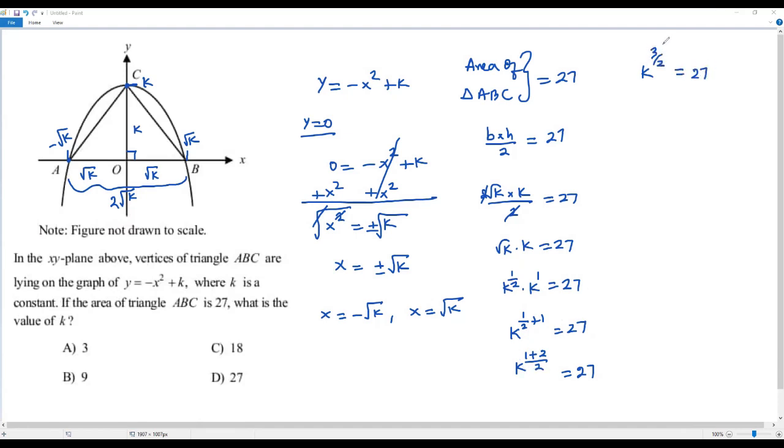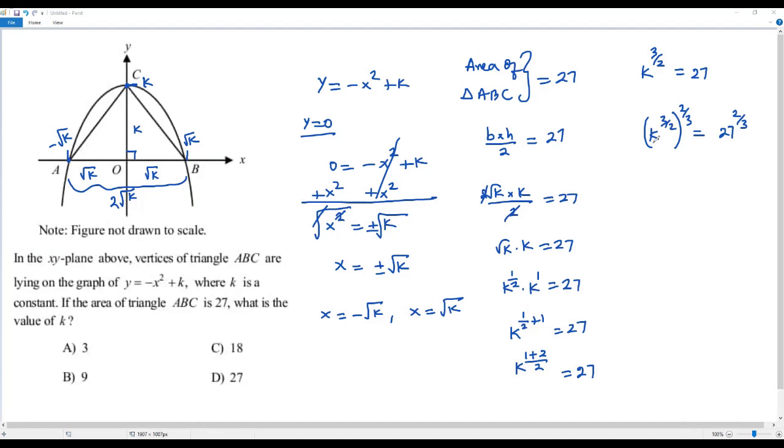Now, to get rid of the exponent 3 over 2 here, we have to raise both sides of this equation to the power of 2 over 3, which is the reciprocal of 3 over 2. Okay, now let me raise both sides of this equation to the power of 2 over 3. That is, k to the power of 3 over 2 is raised to the power of 2 over 3. On the right side, 27 is raised to the power of 2 over 3.